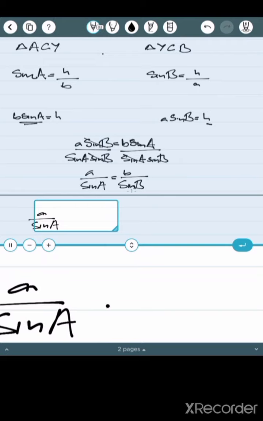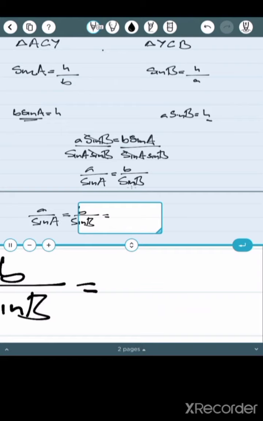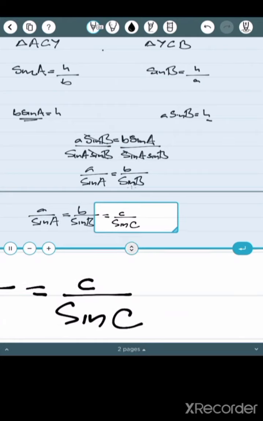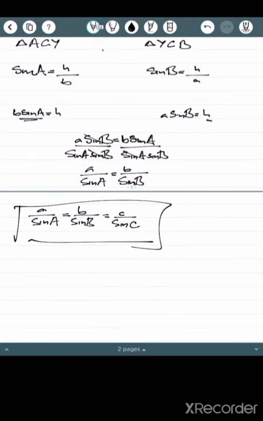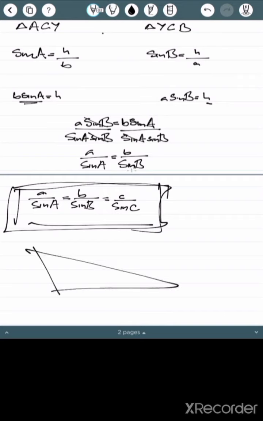So we're saying A over sine A is equal to B over sine B, which is also, if we are to continue, equal to C over sine C. And this one is what is known as the sine rule. Now the sine rule can be used for a number of things. We can use this one to solve a lot of other triangles, like we have said. But basically this is the sine rule. So we can use it to find the sides of any type of triangle that is not a right angled triangle.